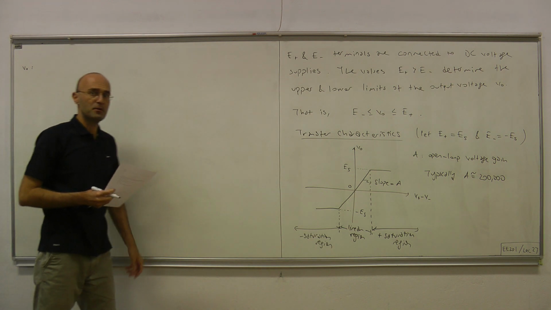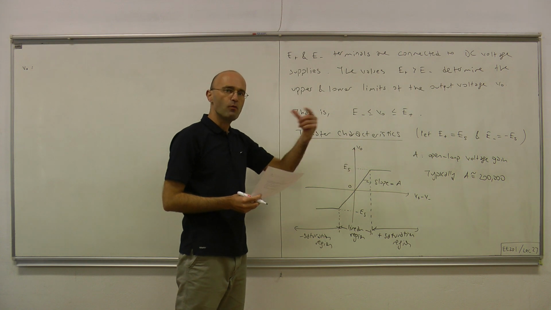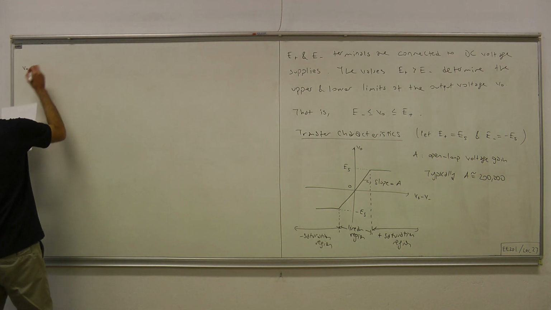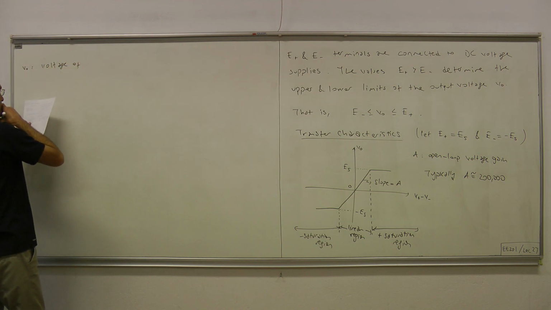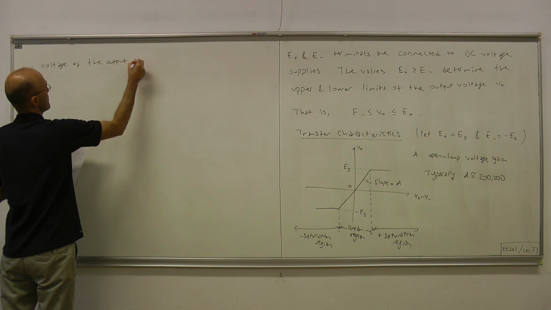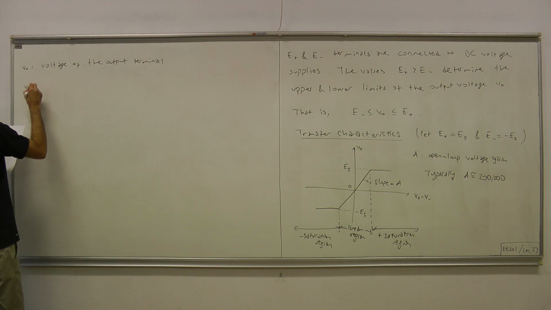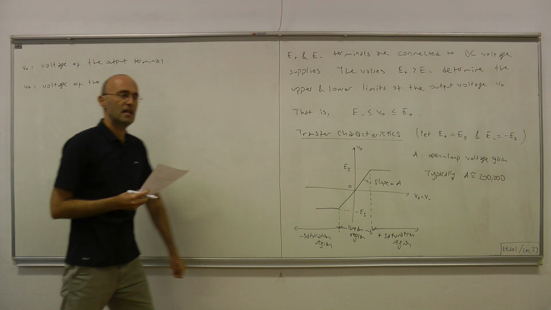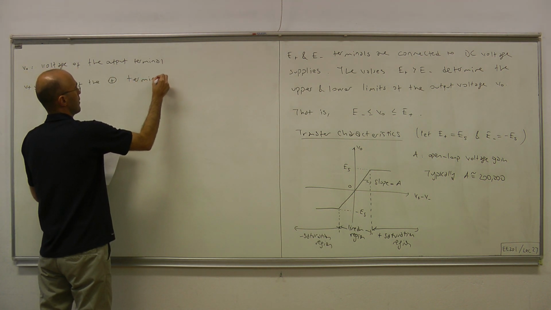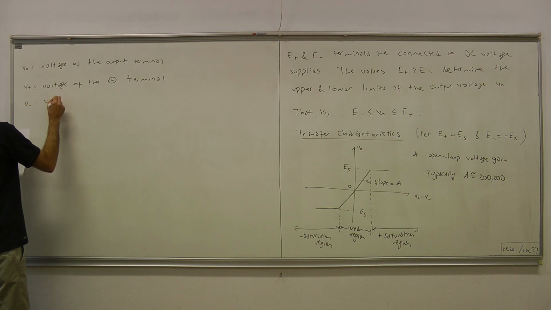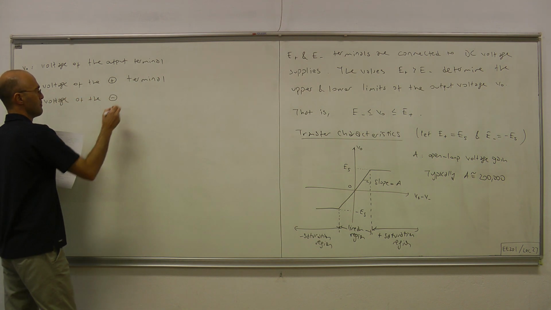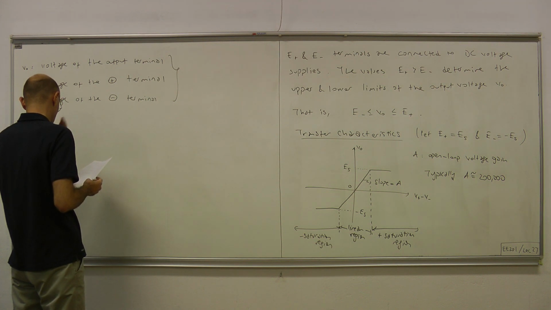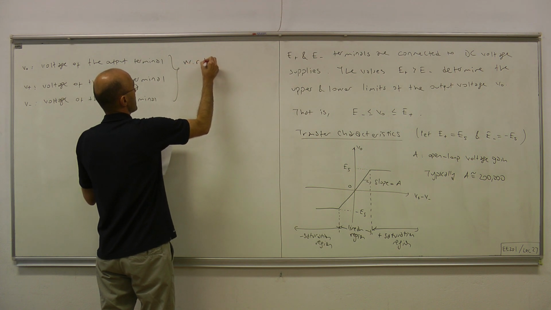Here, let's be precise about the notation. V out, as we said, is the node voltage of the output terminal with respect to some ground. V plus is the voltage of the non-inverting input terminal, and V minus is the other input voltage, of the inverting input terminal. They're all with respect to some common ground.